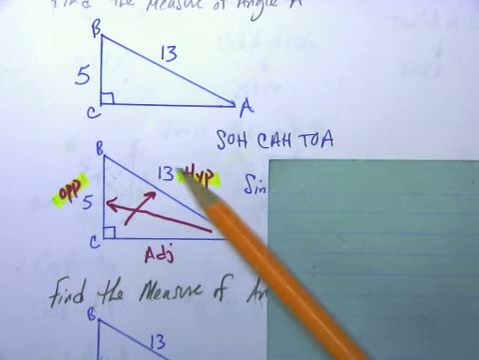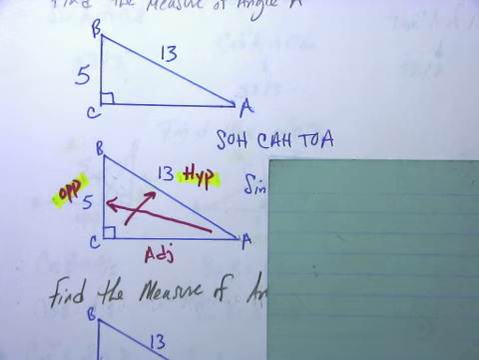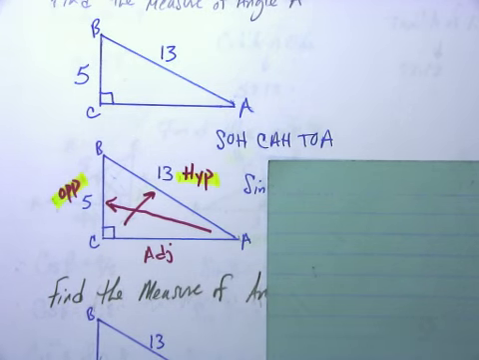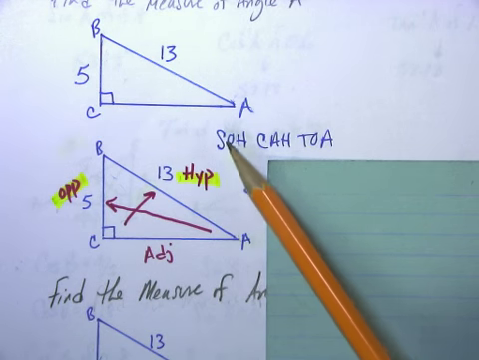So now let's take a look here. What did they give me? Well, I have the opposite side and I have the hypotenuse. Well, if I have the opposite side and I have the hypotenuse, which of the three trig functions has an O and an H?